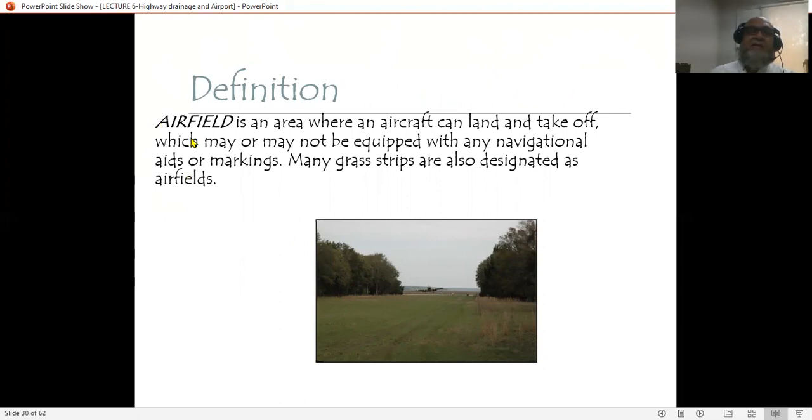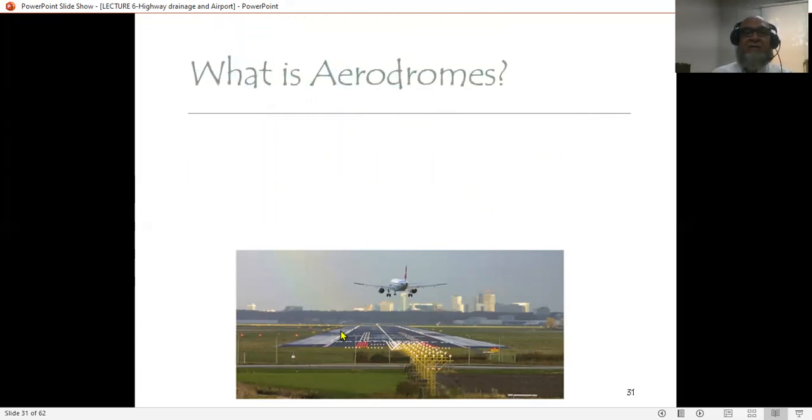An airfield or a runway is an area where an aircraft can land and take off, which may or may not be equipped with navigational aids like markings or all those lights you see in a normal runway. Many grass strips are also designated as airfields, but this is for smaller aircraft. Nowadays, you don't have an airfield of a grass strip. This is what I was talking about. All these things are navigational aids, and you can see those lines, the guidance lines.